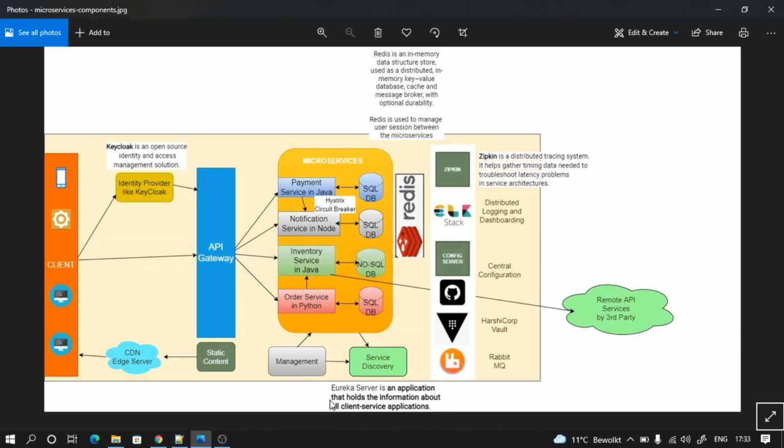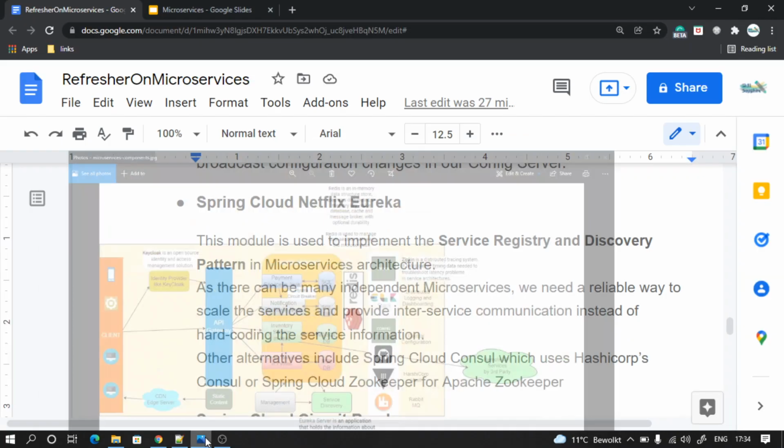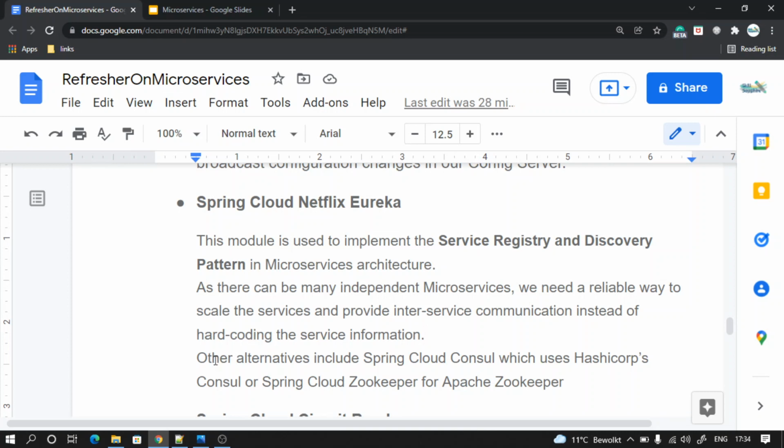Hence it is very important to have a service discovery or service registry pattern, and we can implement it using either Eureka server or other alternatives. We have alternatives like Spring Cloud Consul, which uses HashiCorp's Consul, and Spring Cloud Zookeeper, which comes from Apache's Zookeeper. The most popular is Eureka server from Netflix, but there are also other implementations like Zookeeper and Consul. They all work on the same principle of the service registry and discovery pattern.